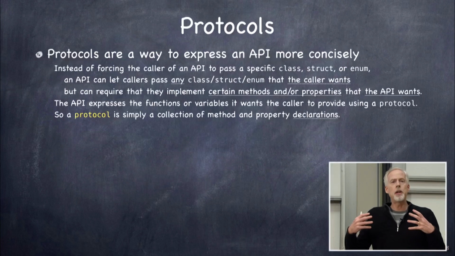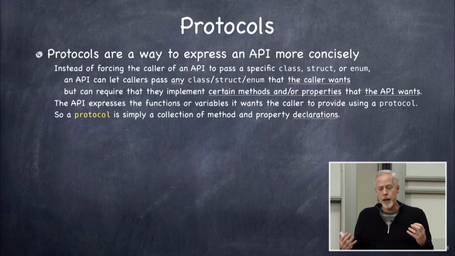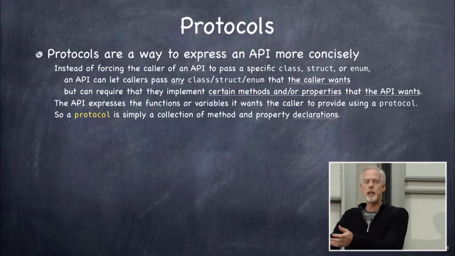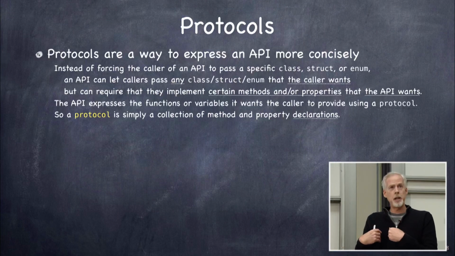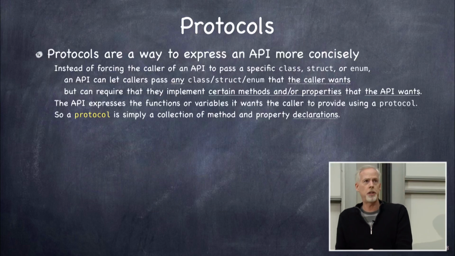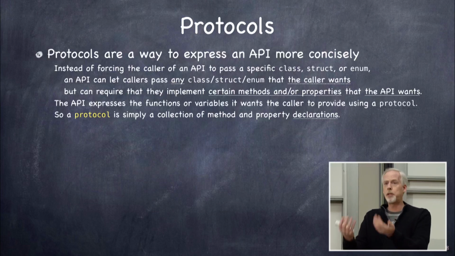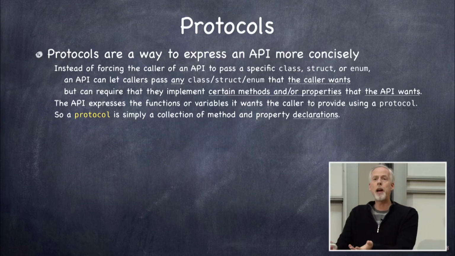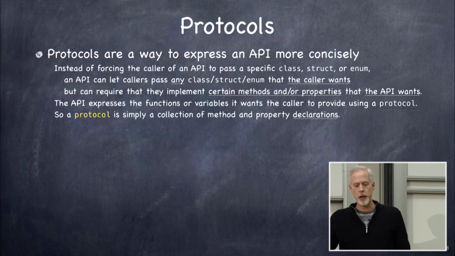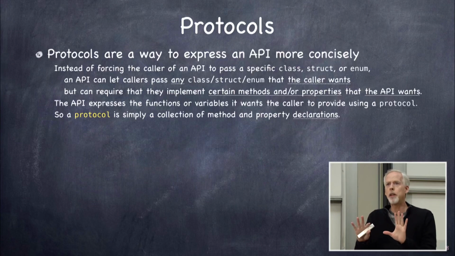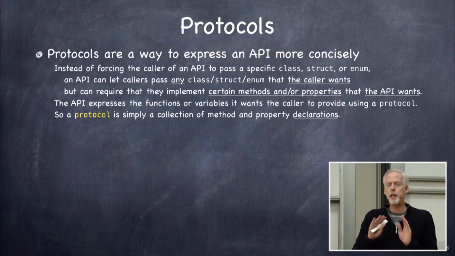Protocols are essentially a way for callers to call an API with anything they want. Any struct, enum, class, they can pass anything they want in. And at the same time, the receiving method can specify what it really wants. So both sides get to do what they want. The receiving thing gets to say what it wants the thing you're passing in to do, and the thing passing in can pass whatever it wants as long as it does that thing. And to do all this, all a protocol is, is a list of vars and functions. That's all a protocol is. It's just a list of them, not an implementation of them, just a list of them.